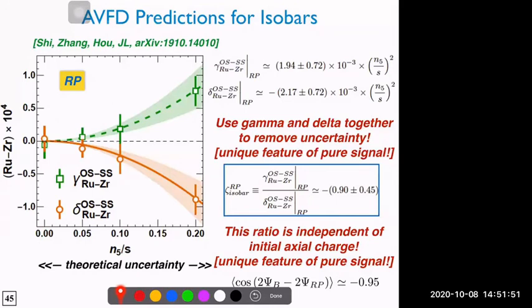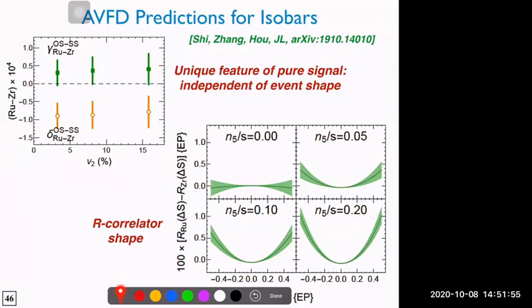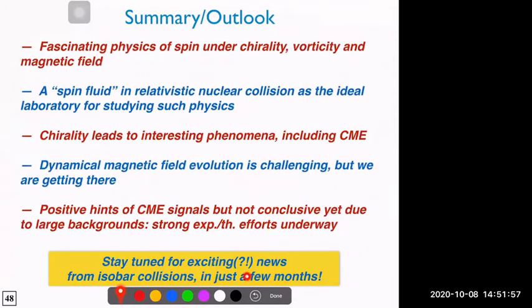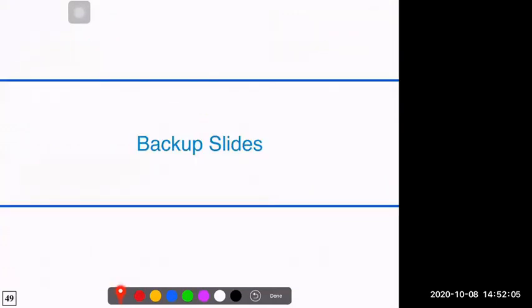So that brings me to my summary. I'm going to skip reading all this. I just want to say the last sentence here: stay tuned for hopefully exciting news from isobar collisions in just a few months. Thank you very much.